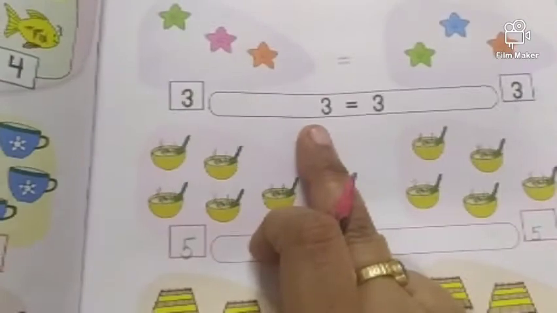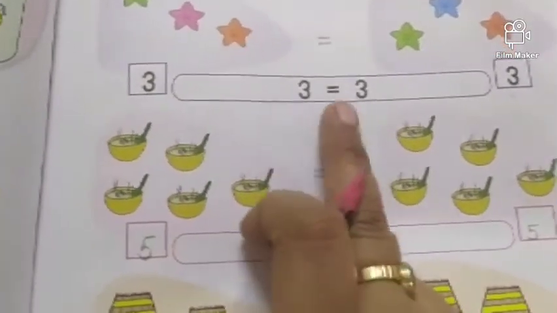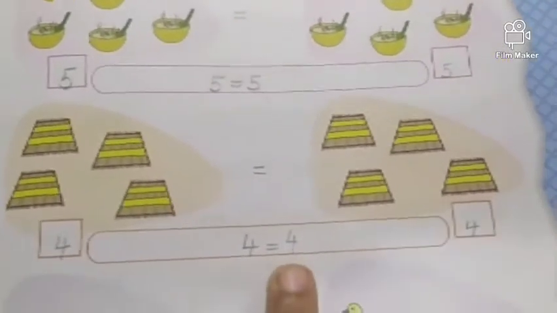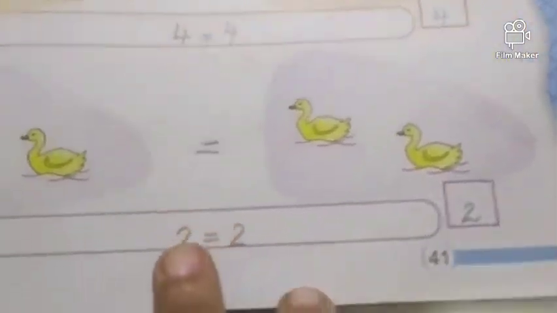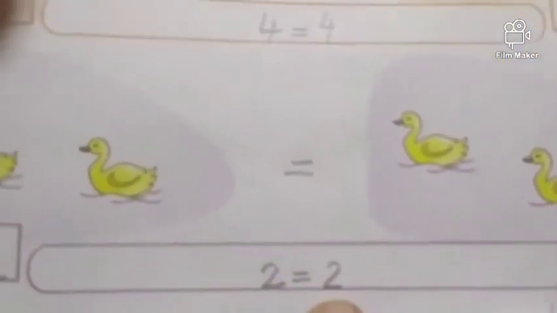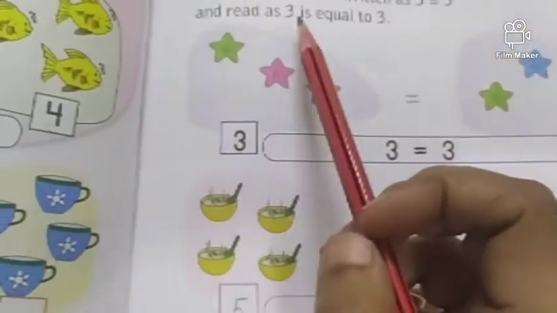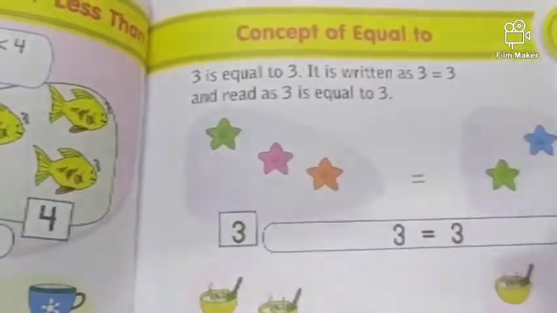Understood? Now read it. 3 equal to 3. 5 equal to 5. 4 equal to 4. And 2 equal to 2. Okay, so this is the concept of equal to.